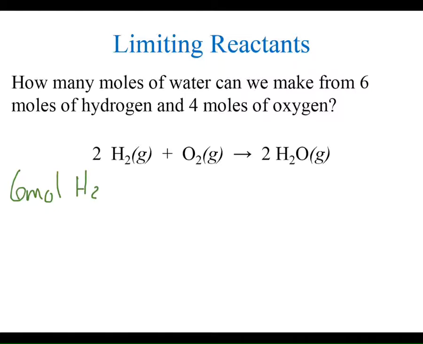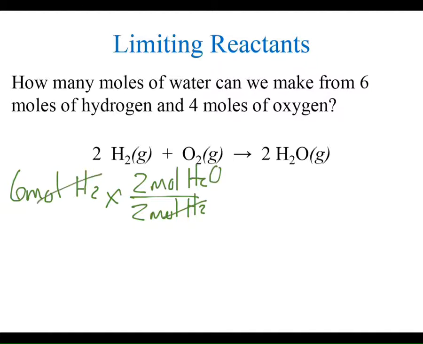Okay, so how many moles of water could 6 moles of hydrogen make? Well, I'm trying to relate 2 different things, so we use the mole to mole ratio. What's the relationship between hydrogen and water? 2 to 2, right? So for every 2 moles of hydrogen, I would make 2 moles of water. That's a 1 to 1, essentially, same thing. So I can make 6 moles of water from the 6 moles of hydrogen.